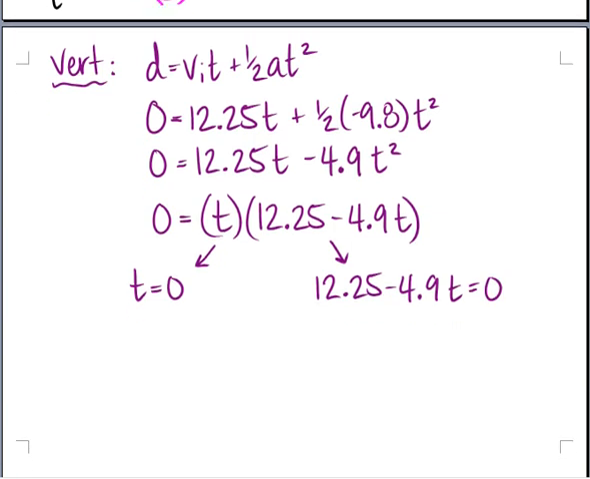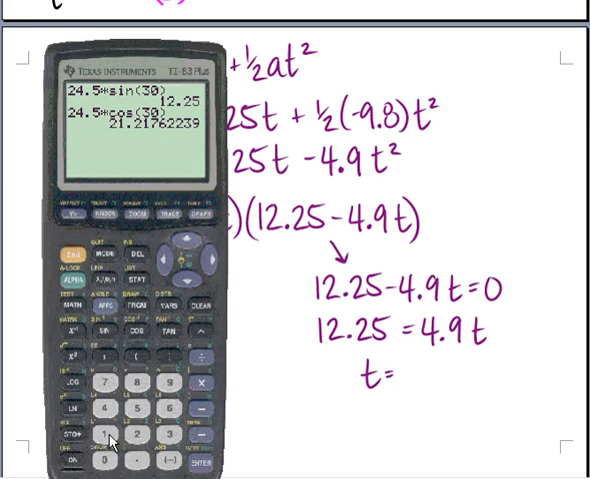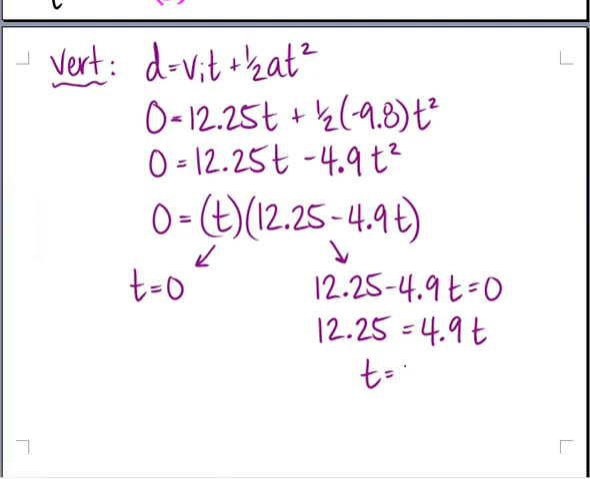To solve for t on that one, I would probably add 4.9 t to both sides, make it positive. So now we're into some nice easy algebra. 12.25 equals 4.9 t. Divide both sides by 4.9. T equals 2.5.